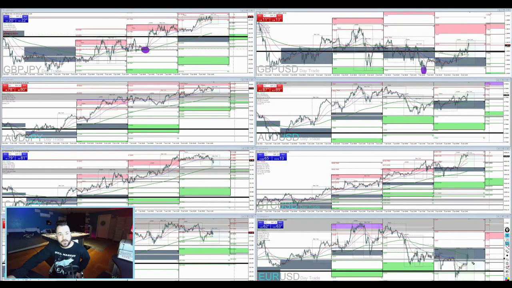And with the euro, we do have a possible trade set up here. We even reset ourselves right there, so I'm going to go ahead and mark that out.